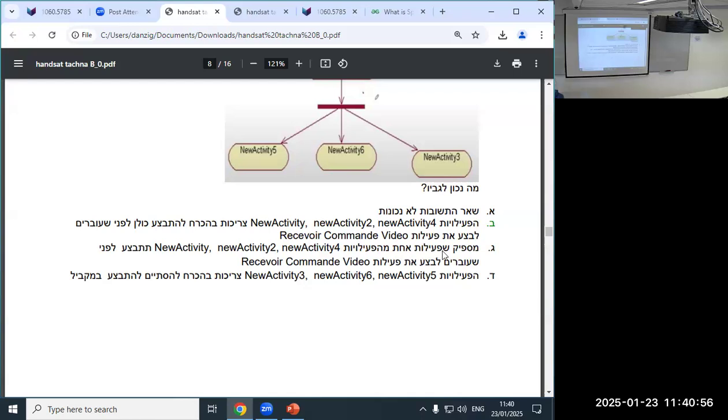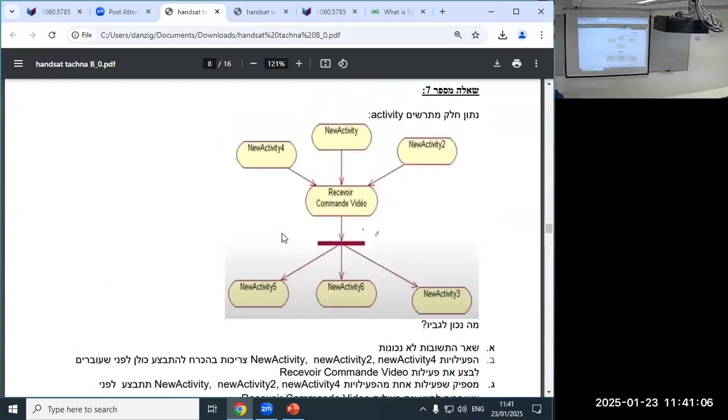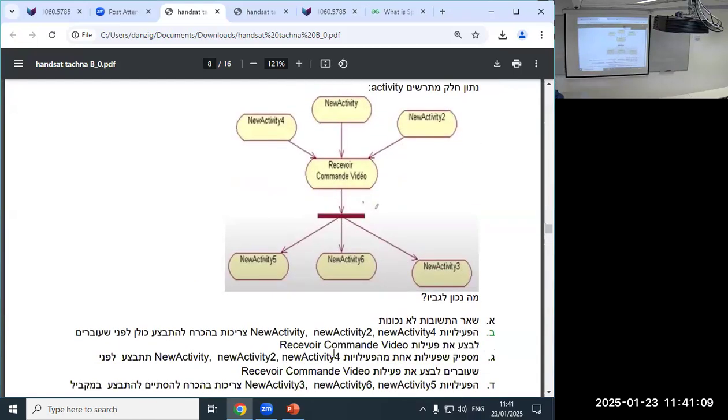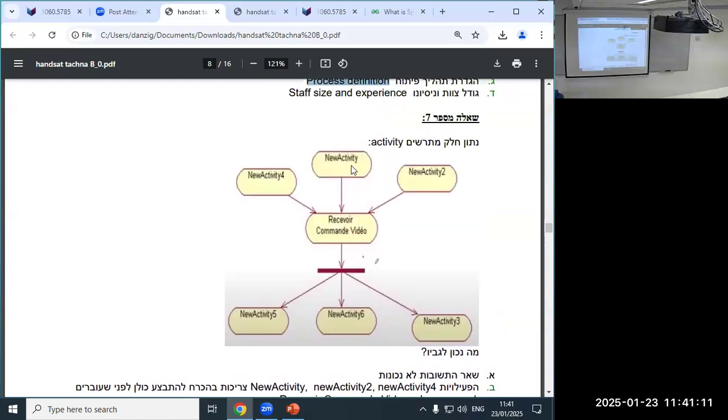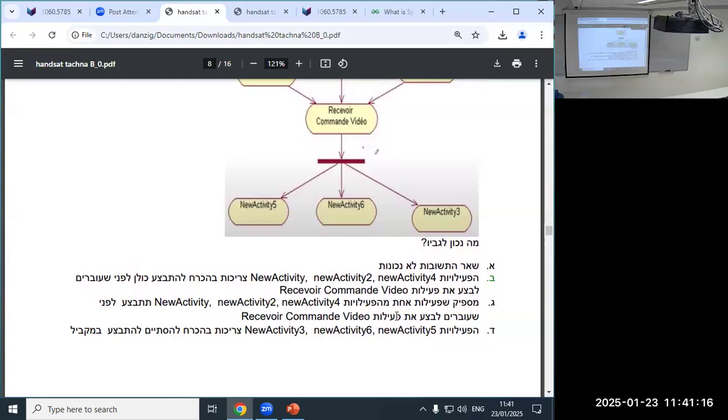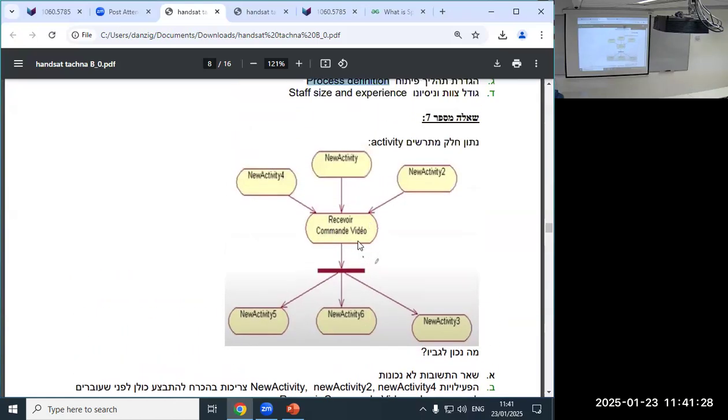It's enough that one of the activities, new activity 2 and 4, which are these ones, 2 and 4. It's enough that one of them. No, they would act in order until we will then go on to do receive video command. No, they all have to be done. During example.